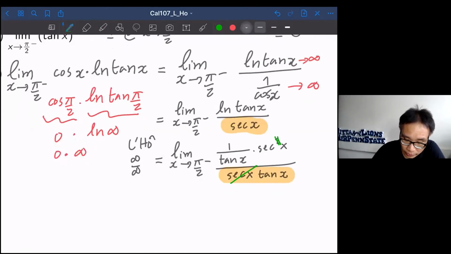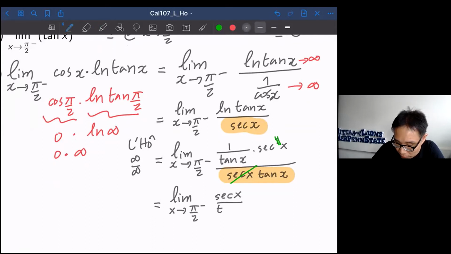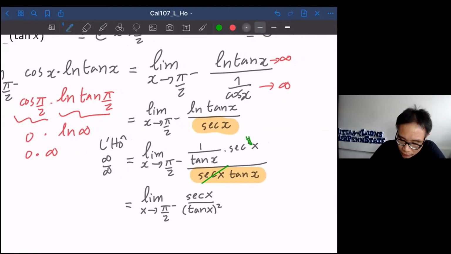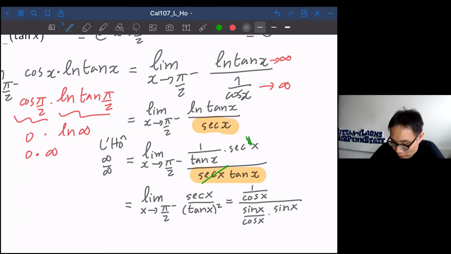So you would get the limit as x goes to pi over 2 from the left of sec x over tan squared x. For this one, you're gonna have 1 over cos x, and you have tan squared x, so it's gonna be sin x over cos x, sin x over cos x, like this.